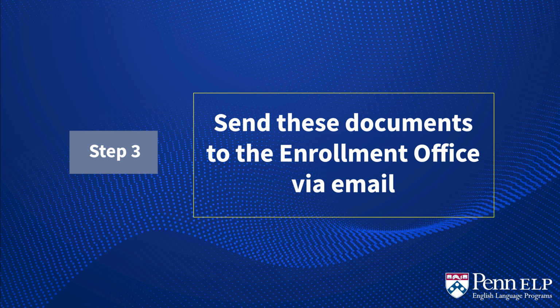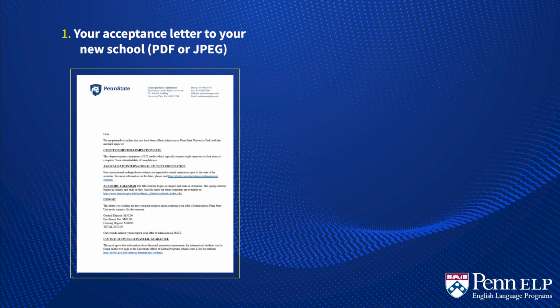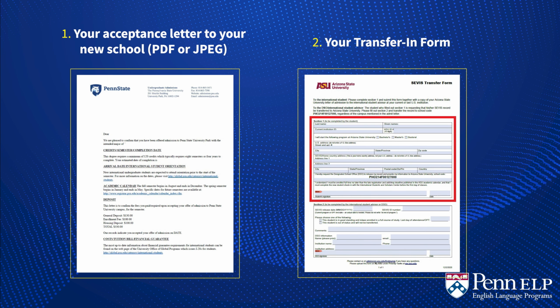For Step 3, you must send your remaining documents to the Enrollment Office via email. These documents include your acceptance letter to your new school and your transfer-in form. Your acceptance letter should be in a PDF or JPEG format. You should be able to find this in your online portal for the new school you have been accepted to.